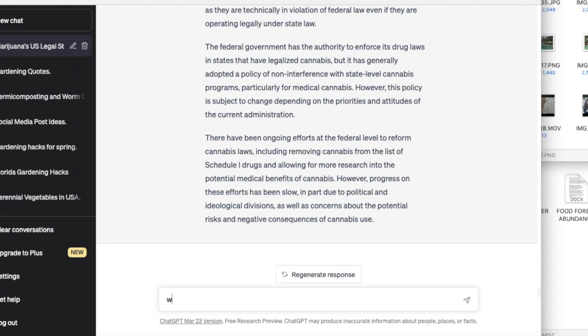Let's keep going. Where does the government get its authority to make cannabis illegal? I think that's a pretty good question. Let's see what it says.